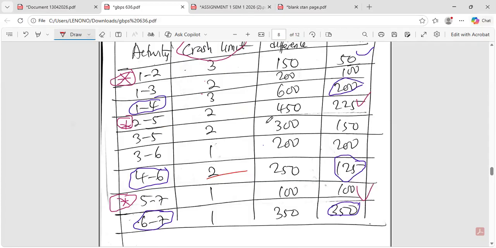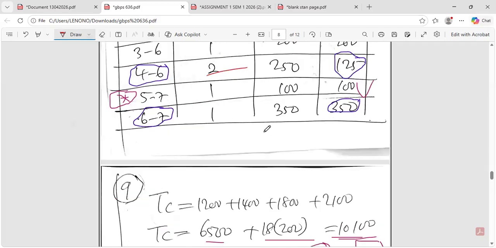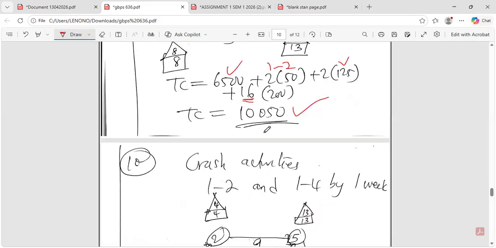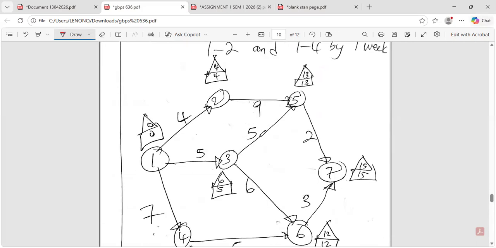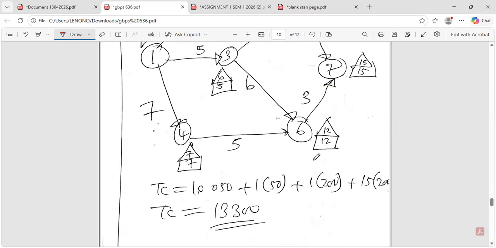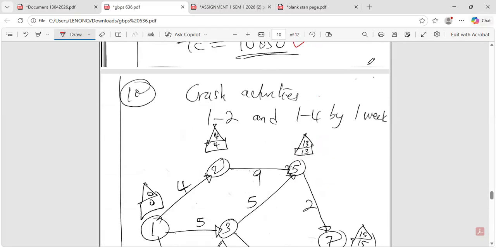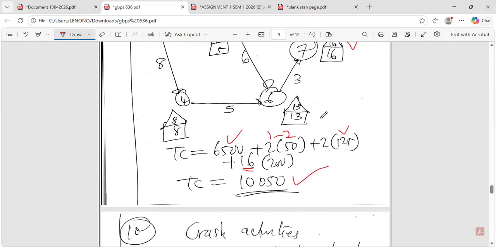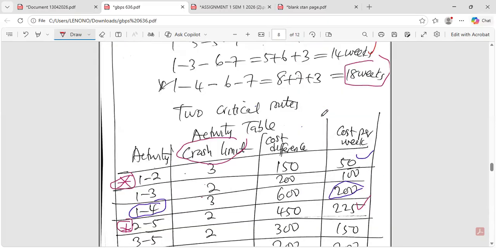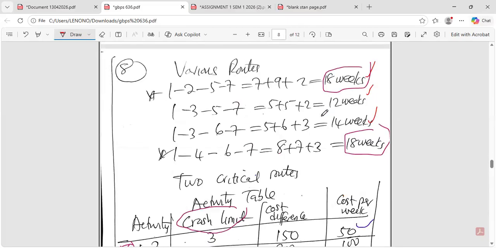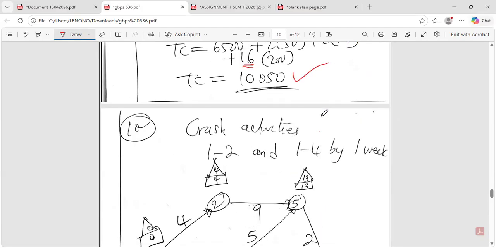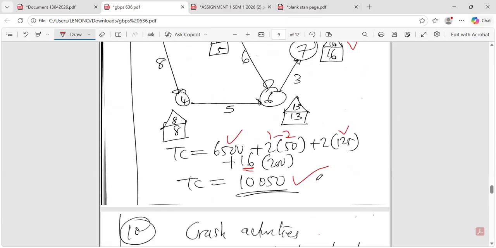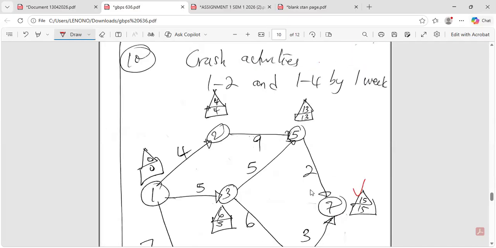All right. So we are crashing now 1 to 2 and 1 to 4 by 1 week. So the project remained as 15 days now, 15 from 16. It is reducing. Initially it was 18 days, we crashed by 2 and it came to 16. From 16, it is going down to 15. But of course, we take note of what is happening.